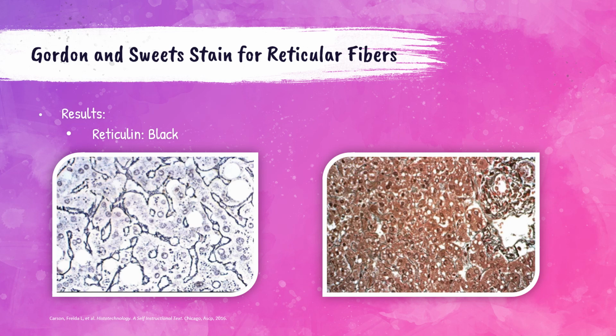Now the photo on the right hand side is an example of a poorly performed Gordon and Sweet staining technique. As you can see, on the left hand side, see all this black here, right? Those are the reticular fibers. You can't see them on the right. It's just obscured by the counterstain. Too much of that nuclear fast red, so it's just overstained with that counterstain. So this on the right hand side is an unacceptable stain and it needs to be repeated.